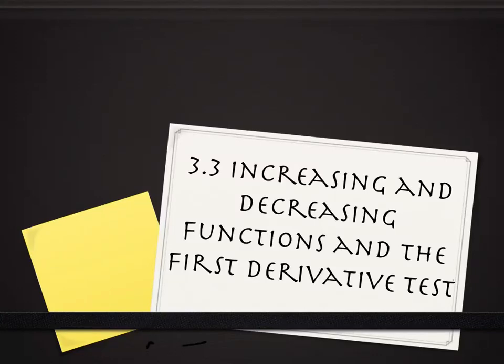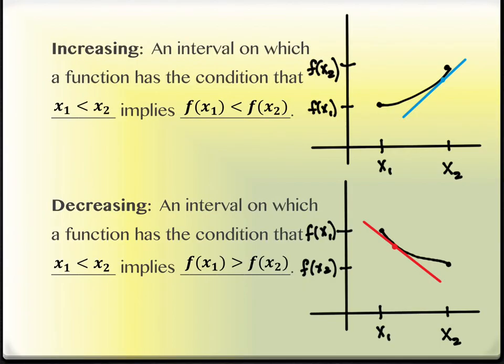All right, so we started section 3.3 last class period. We're taking a look at increasing and decreasing functions and the first derivative test. Just as a reminder, increasing and decreasing have these definitions. It talks about what happens if you move from left to right on the graph. If the y value is smaller on the left and bigger on the right, it's increasing. If it's bigger on the left and smaller on the right, it's decreasing.